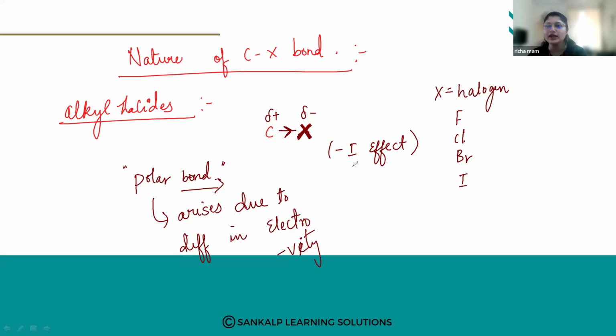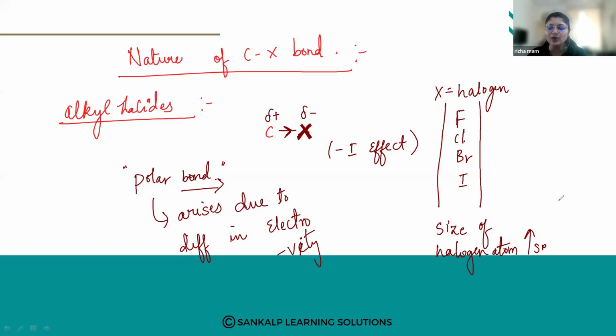Now, what will happen to the electronegativity? As you see, in a group, the halogens are arranged like this. So as you go down the group, what will happen to the size? The size of the halogen atom will increase, right? So size of the halogen atom increases as you go down the group, right? Now what will happen to the CX bond?